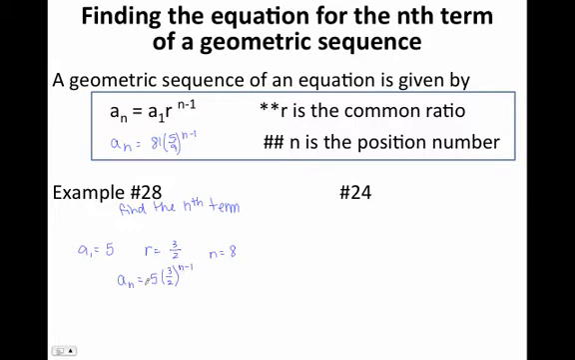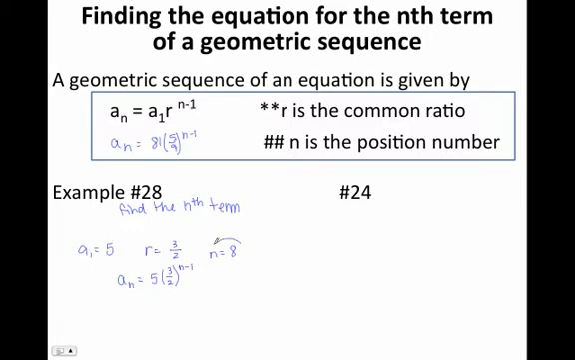If I wanted, for example, just a sub 1, go ahead, plug in 1 for n. Therefore plug in 1 here. And what you would then get is 5 times 3/2 to the 0, thereby getting the a sub 1 that we had from the start.